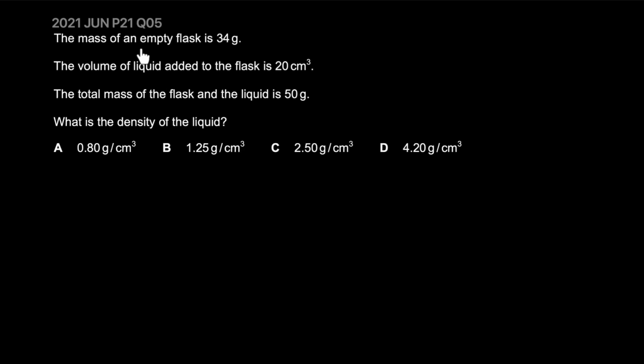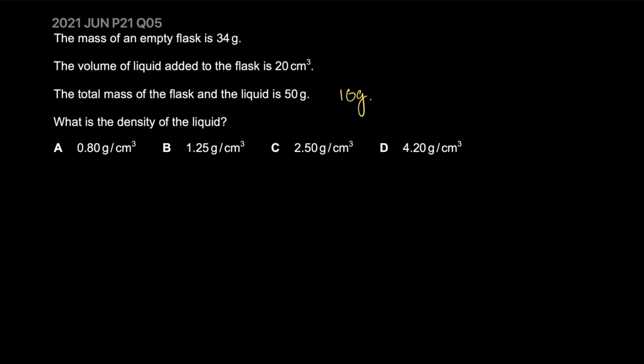The mass of an empty flask is 34 grams. A volume of liquid of 20 centimeter cubed is added to the flask. The total mass of the flask is now 50 grams. So how much liquid was added? So that's 16 grams was added, right?